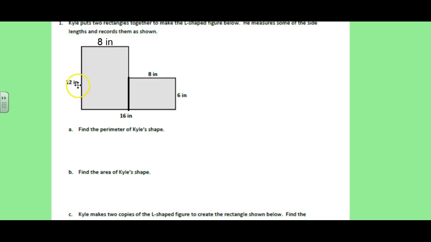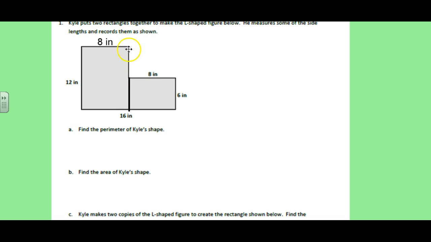So now we know the length and the width of this rectangle, and we know the length and the width of this other rectangle. That will help us find the perimeter and area of Kyle's entire shape. Now when we're working with the perimeter, we don't really care about this line, so I'm going to take it out. Actually, I'm going to put it back because we still have to find this missing side right here. Because in order to find the perimeter, we do have to have all of the side lengths.